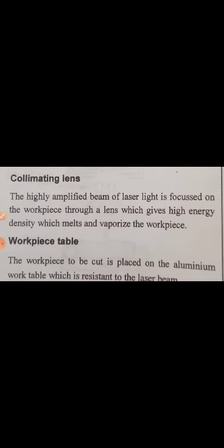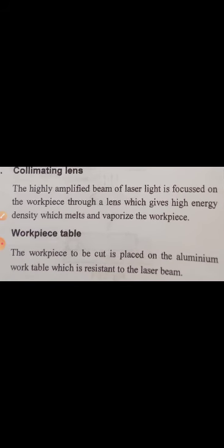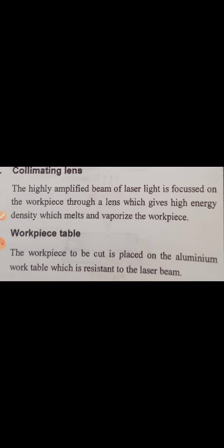Now the emitting lens. The highly amplified beam of laser light is focused on the workpiece through a lens which gives high energy density which melts and vaporizes the workpiece. Work table. The workpiece to be cut is placed on the aluminum work table which is resistant to the laser beam. The laser head is traversed over the workpiece and the table can be moved as per the requirement.